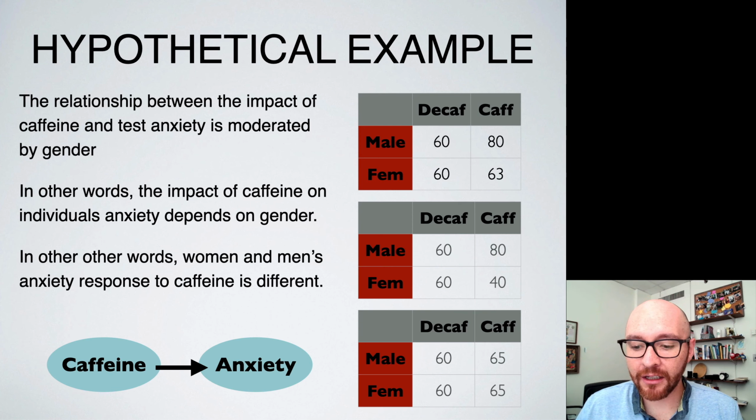that other variable being gender. Now, if you had a situation like that bottom table, where the male participants who had decaf had an anxiety level of 60 versus the male participants who had caffeine reporting 65, and then it happens to be the same exact thing for female participants, they also have 60 and 65, then gender is not a moderating variable. That relationship between caffeine and anxiety is the same regardless of gender. So that other variable is not moderating the relationship between caffeine and anxiety. So keep that in mind.